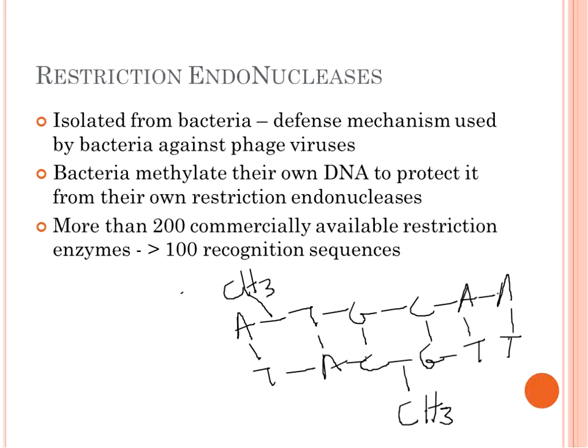Okay, so the bacteria that are producing restriction enzymes, they methylate their own DNA, so they protect their own DNA from their own restriction enzymes. But if the viruses come in, then they can chop up the DNA of the virus. Does that make sense? So this is how some bacteria have evolved defense mechanisms against viruses.